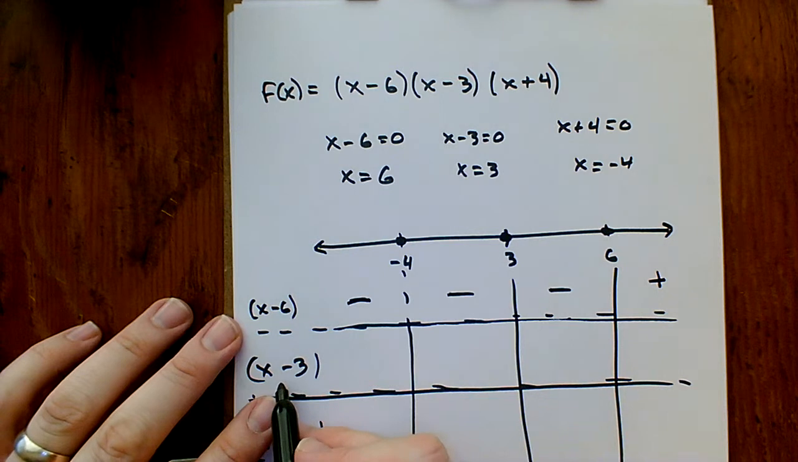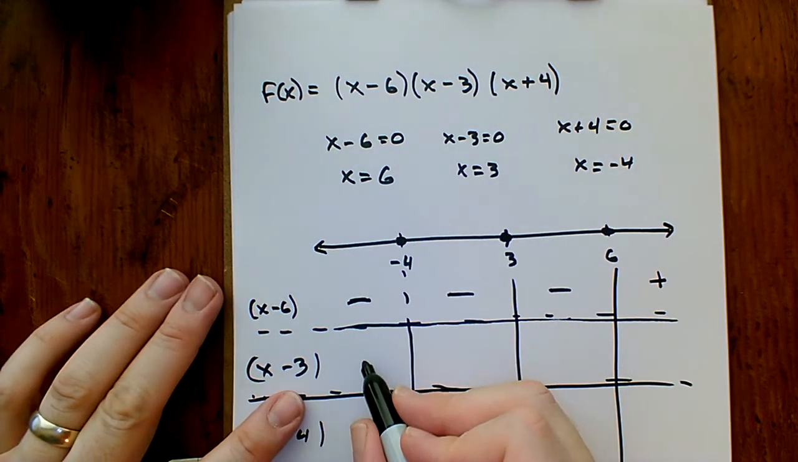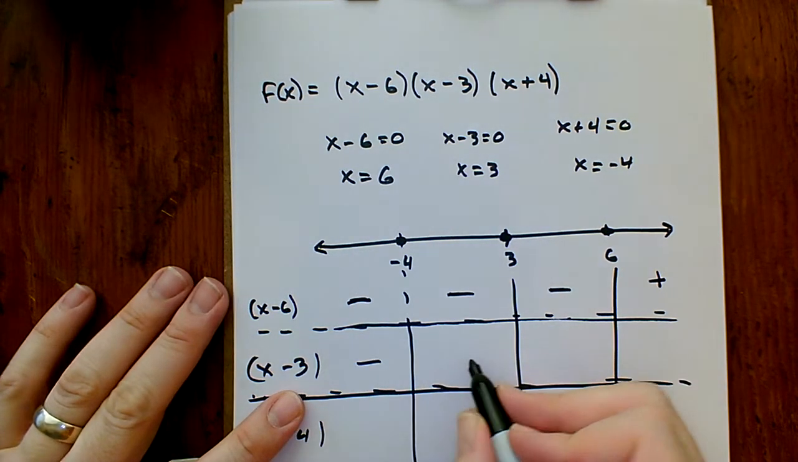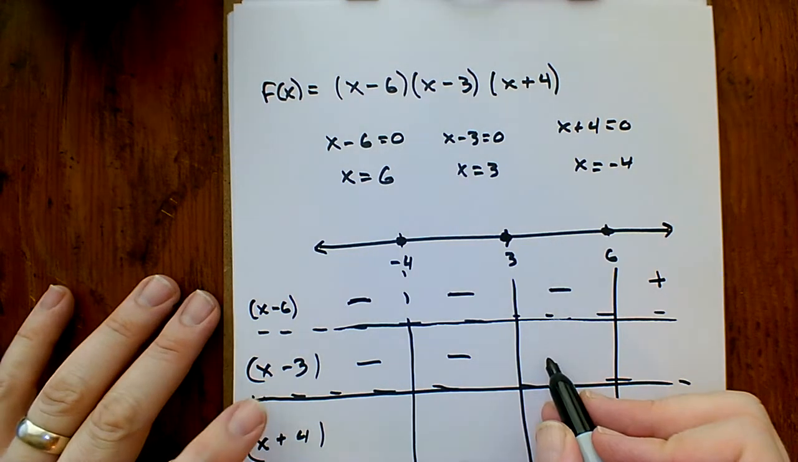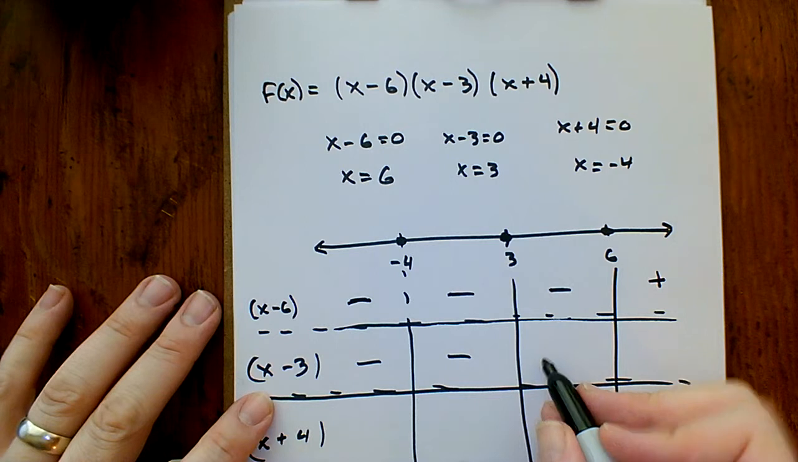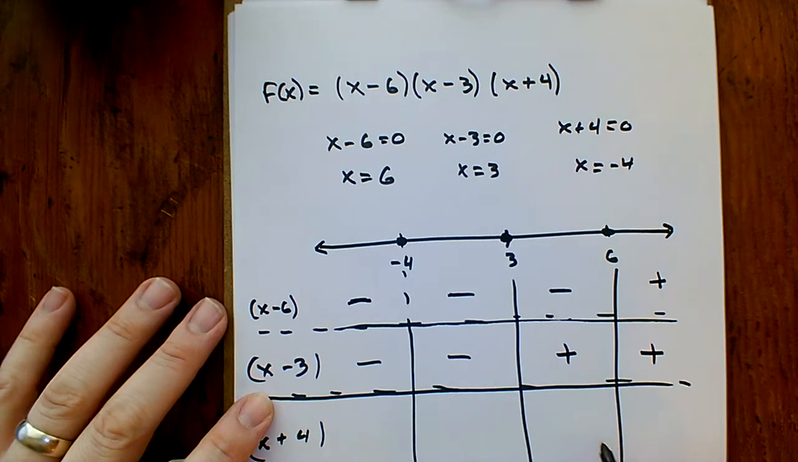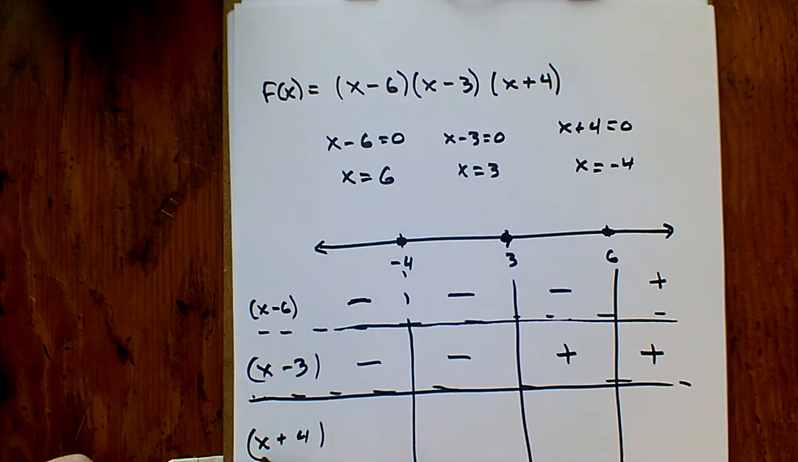So for x minus 3, if I choose a value less than negative 4, it's going to be negative. If I choose it less than 3, it's still going to be negative. As soon as it becomes greater than 3, say a 5, 5 minus 3 would be positive. For this last one, x plus 4, if it were negative 10, that's going to be negative. But if it were greater than negative 4, say a 0, 0 plus 4 is positive. And everything bigger than that's going to be positive.